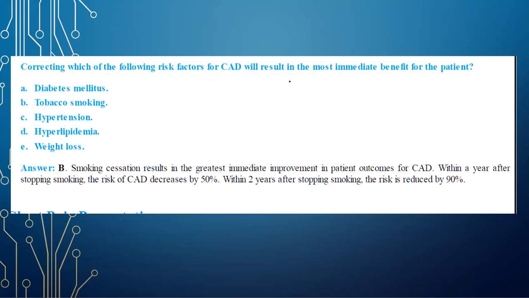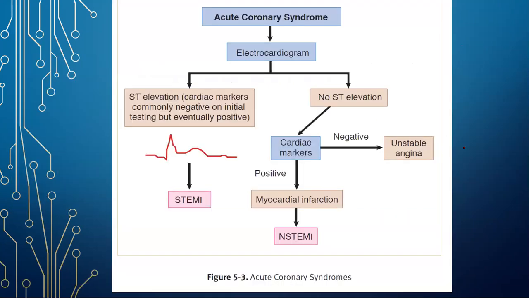Correcting which of the following risk factors will result in the most immediate benefit for the patient? The most important reversible risk factor for coronary artery disease is smoking. So if you stop smoking, it will give immediate benefit. Just to remember.